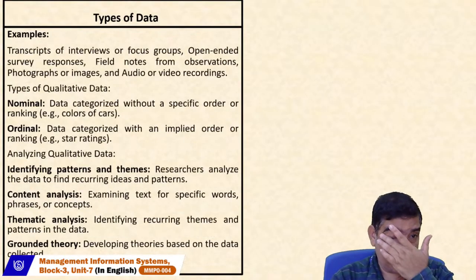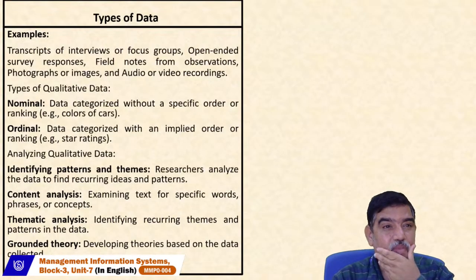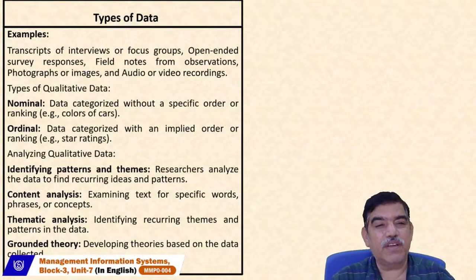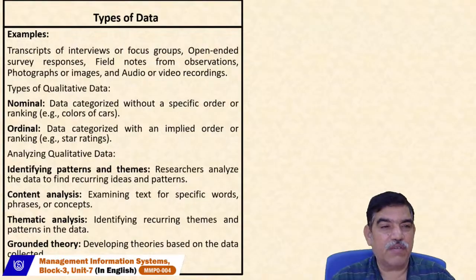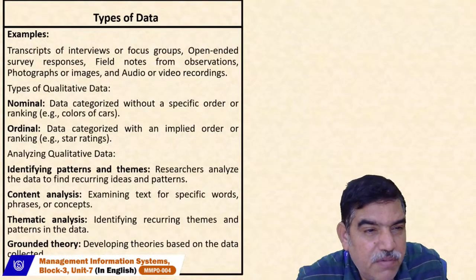Examples. Transcripts of interviews or focus groups, open-ended survey responses, field notes from observations, photographs or images, and audio or video recordings. So these are the examples of qualitative data or information.